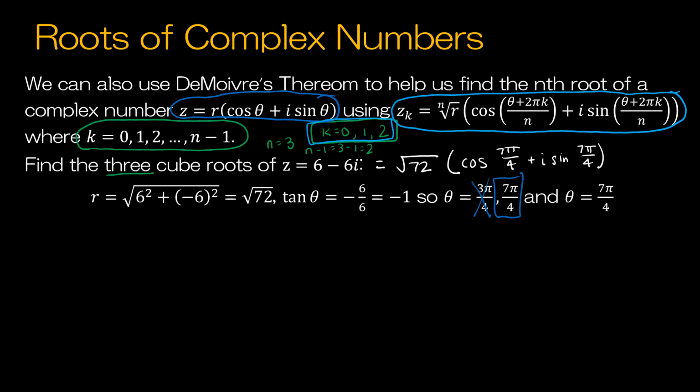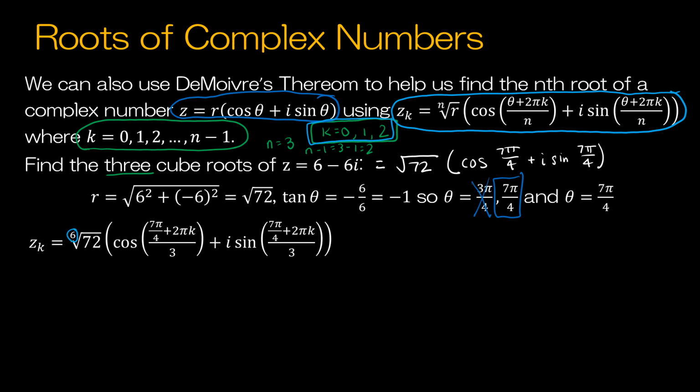Now this is why I left this as the square root of 72, because if I'm going to take the third root of the square root of 72, that turns into the 6th root of 72. And that's why I didn't turn it into 6 radical 2, because that's just a nightmare. So I'm going to leave it as the 6th root of 72. It's a little bit messy the way I'm writing it: 7 pi over 4 plus 2 pi k divided by 3, because again, n is 3, and I did that for both.